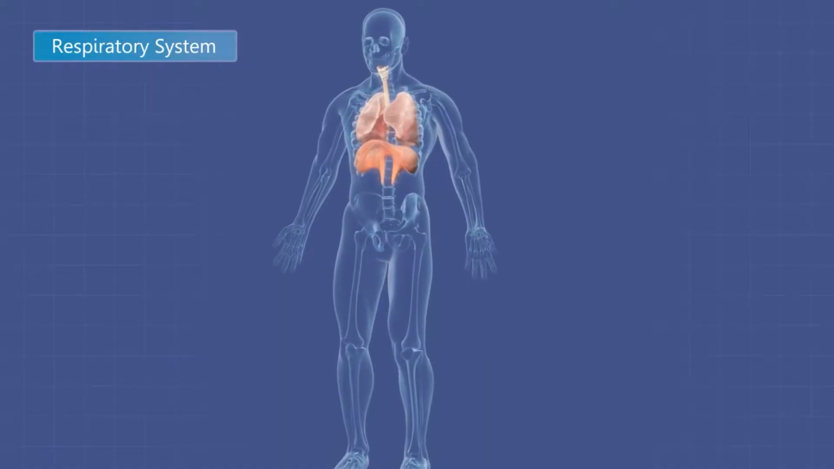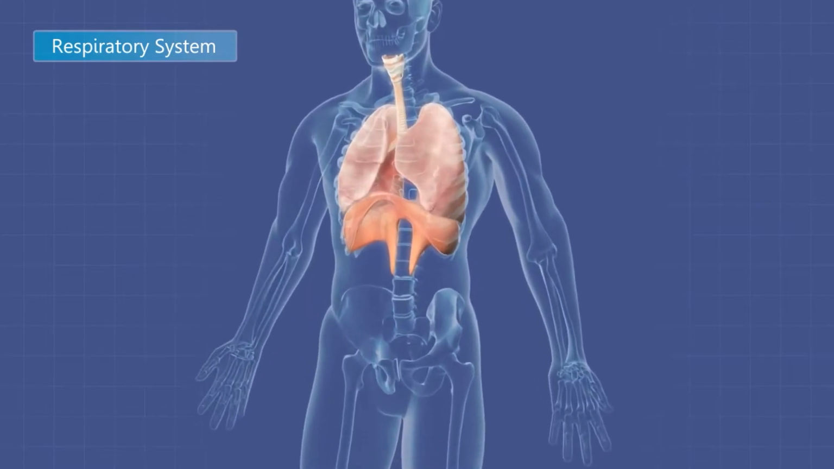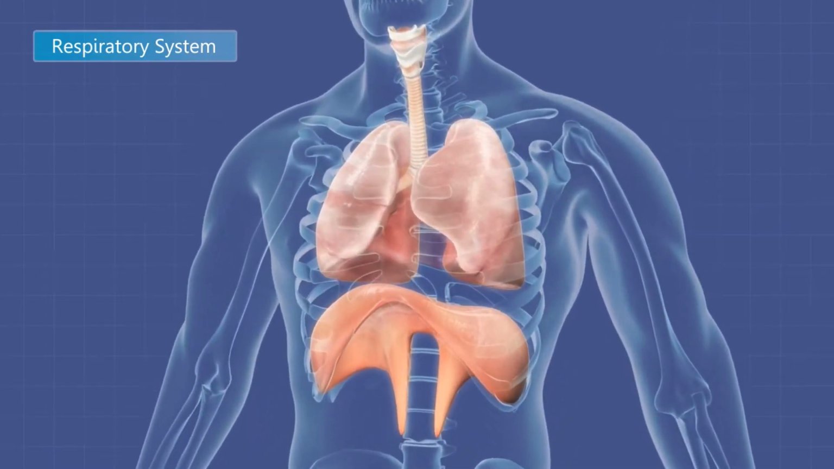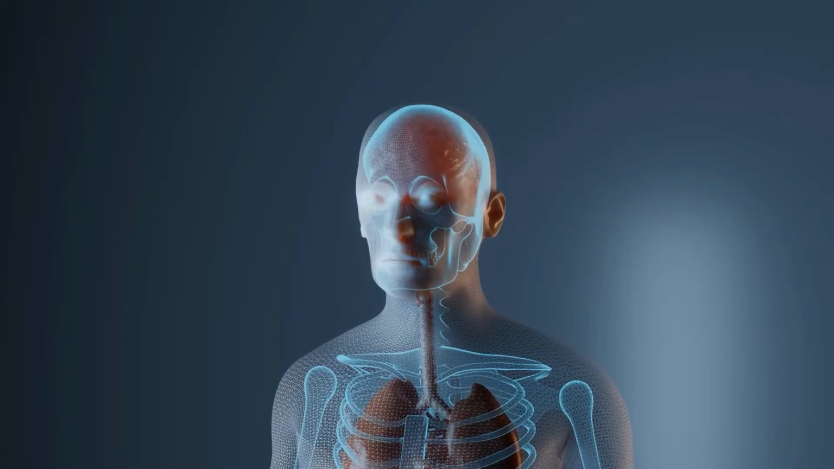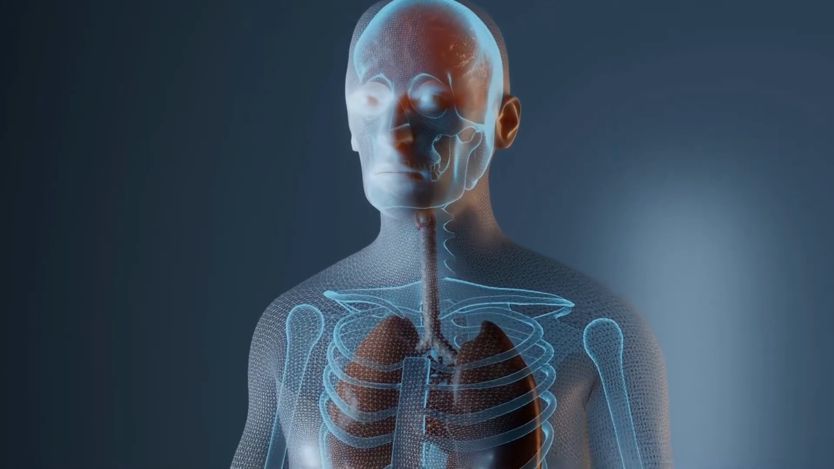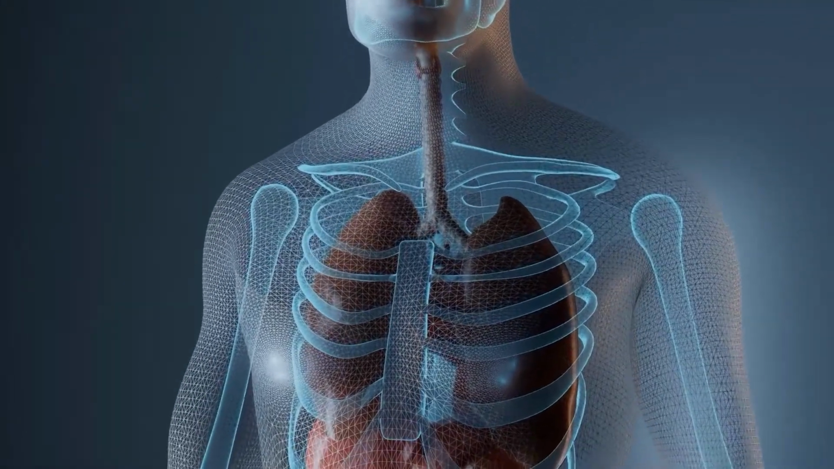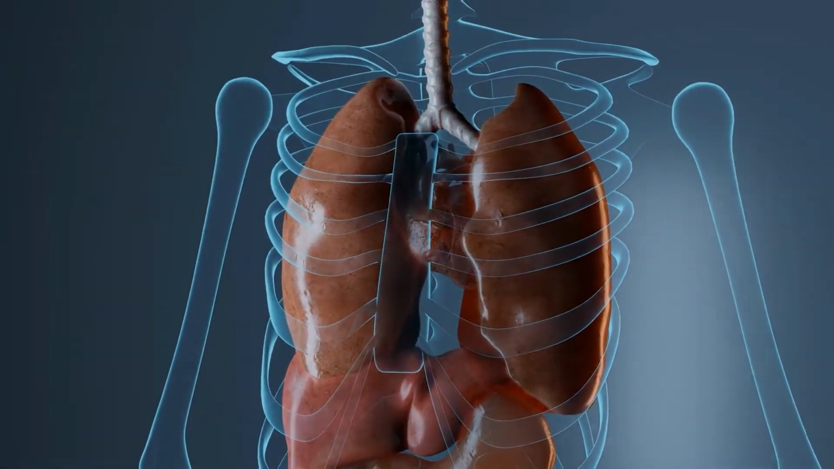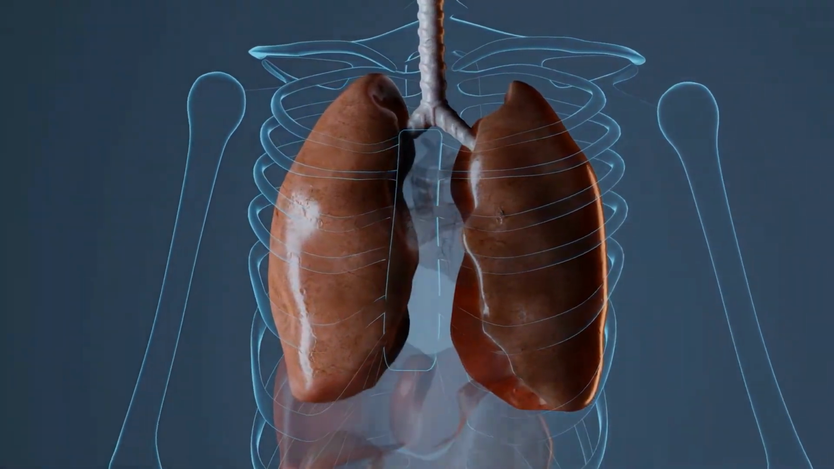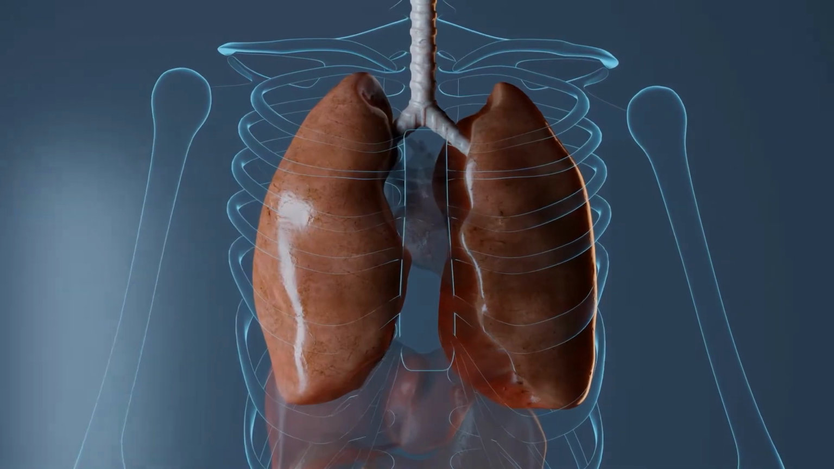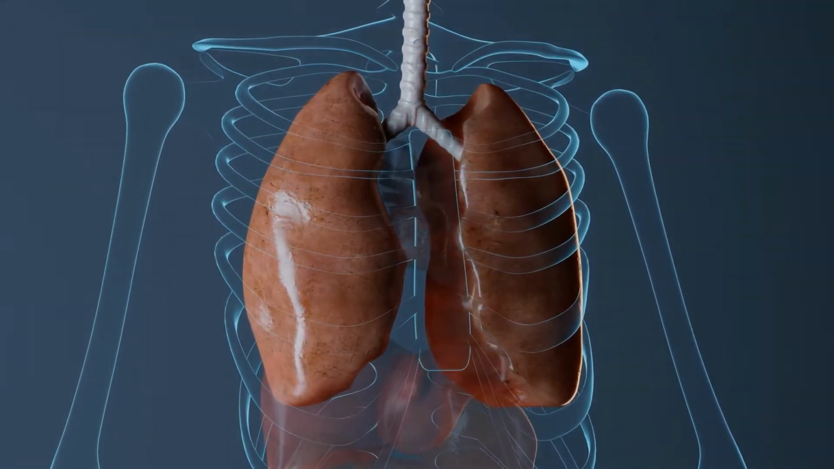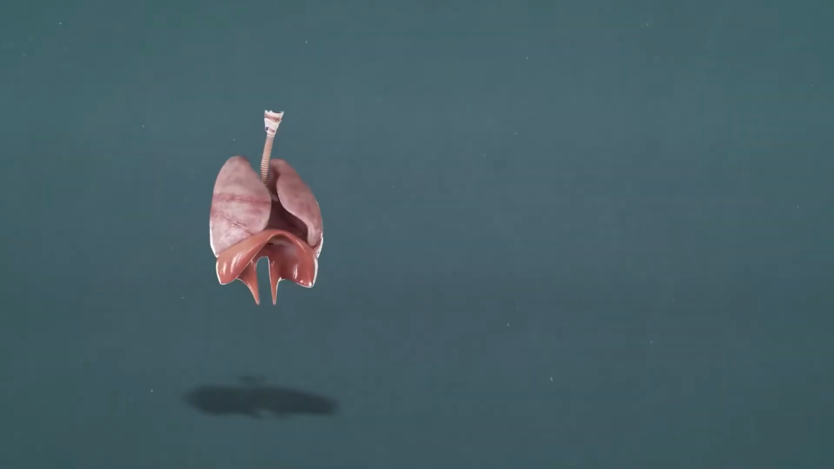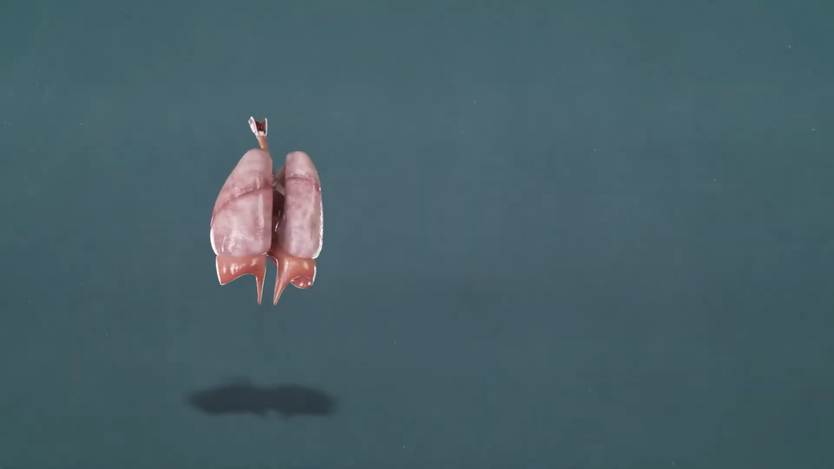In this video, we will talk about the respiratory system and its role in the human body. The respiratory system is a group of organs responsible for taking in oxygen, eliminating carbon dioxide, and maintaining proper pH balance in the body. It consists of the nasal cavity, pharynx, larynx, trachea, bronchi, bronchioles, and alveoli.